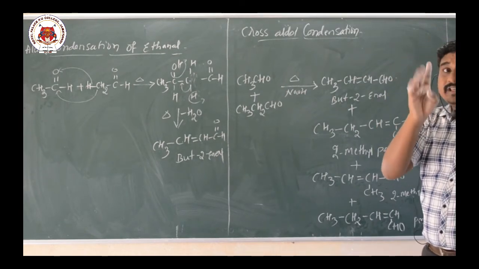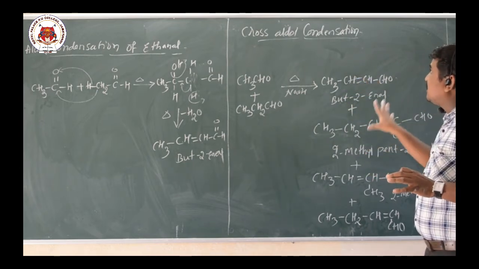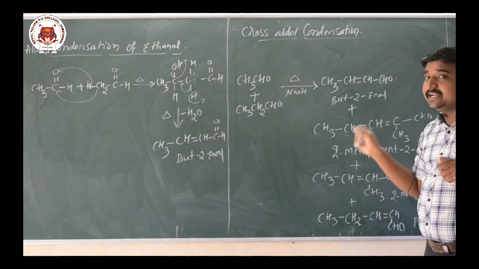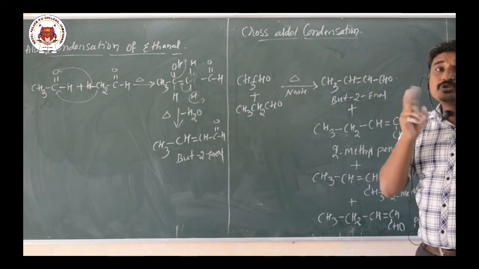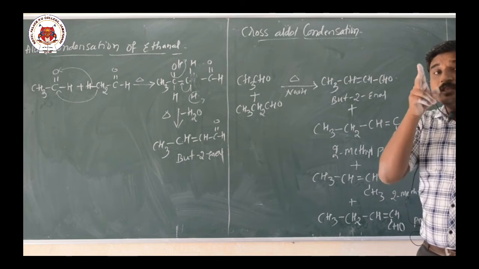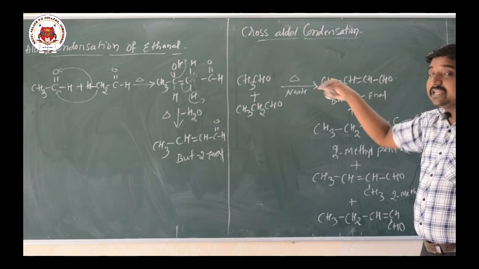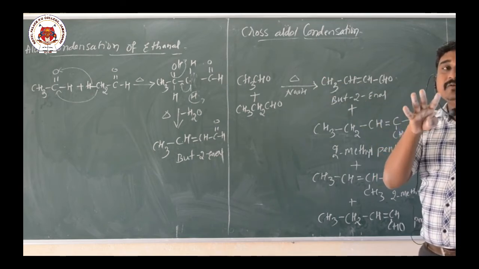So here, the cross aldol condensation reaction. The name only indicates a reaction between two different aldehydes or two different ketones. So if both the aldehydes or ketones have alpha hydrogen, then you will get a mixture of 4 products.